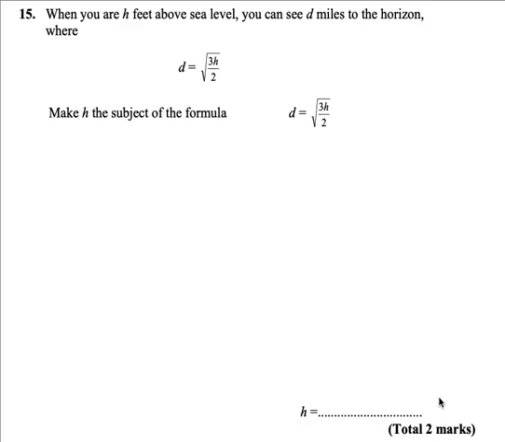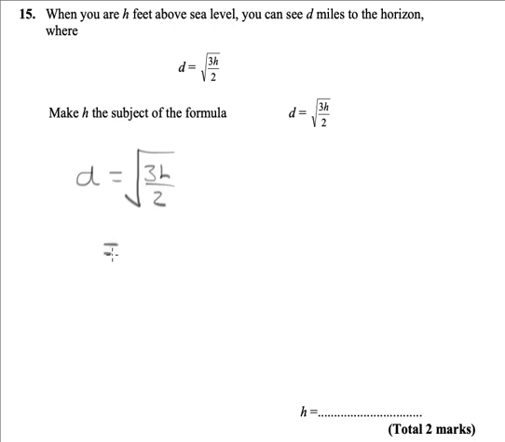And then final question, we are going to change it up slightly so that we end with a bit more of a real life example, if you like, written question. So you are h feet above sea level, you can see d miles to the horizon, where d is equal to the square root of all of 3h divided by 2. Make h the subject of the formula. So d is equal to the square root of 3h divided by 2.